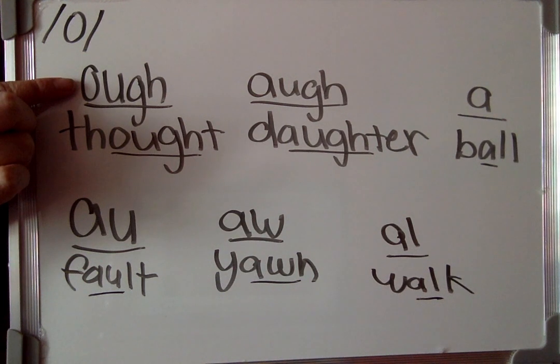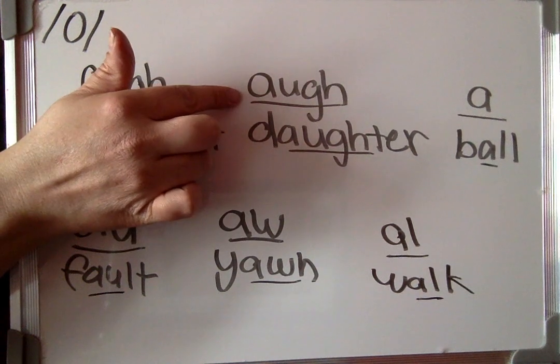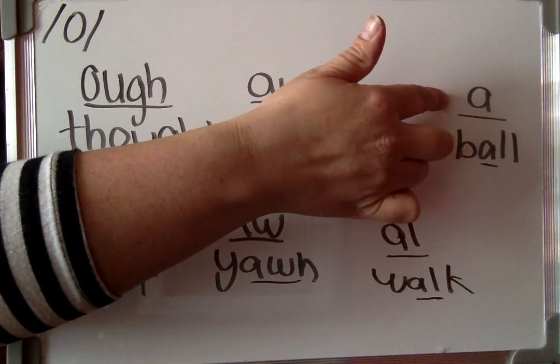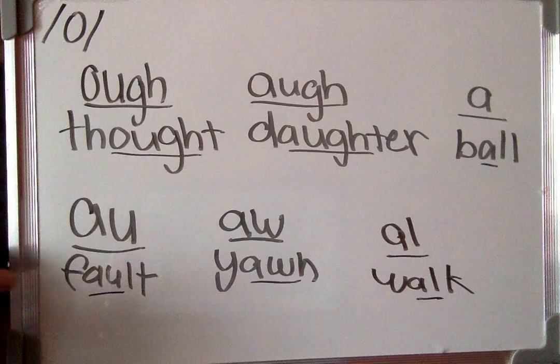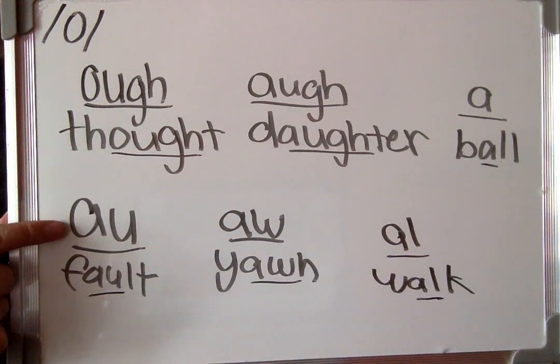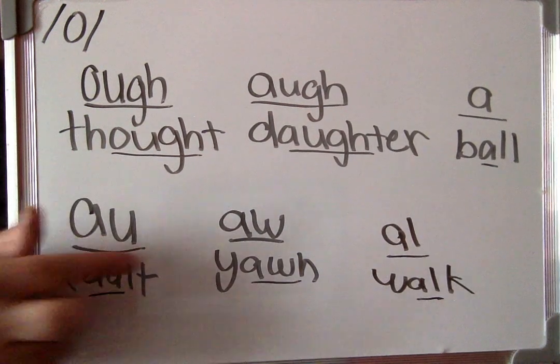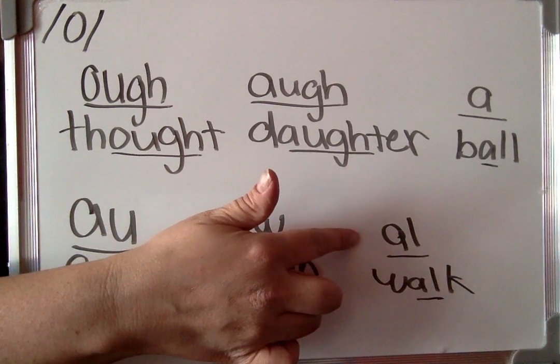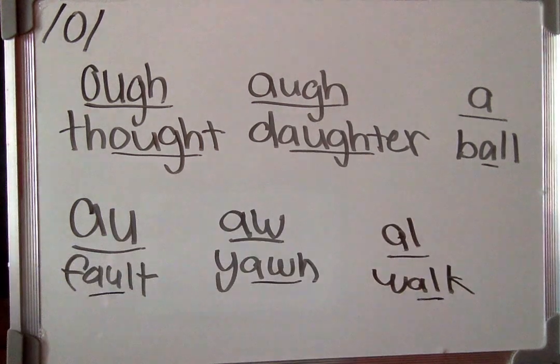O-U-G-H, you'd say "ah." A-U-G-H, "ah." Good. A, "ah." A-U, "ah." A-W, "ah." A-L, "ah." So now we're going to look at different examples.